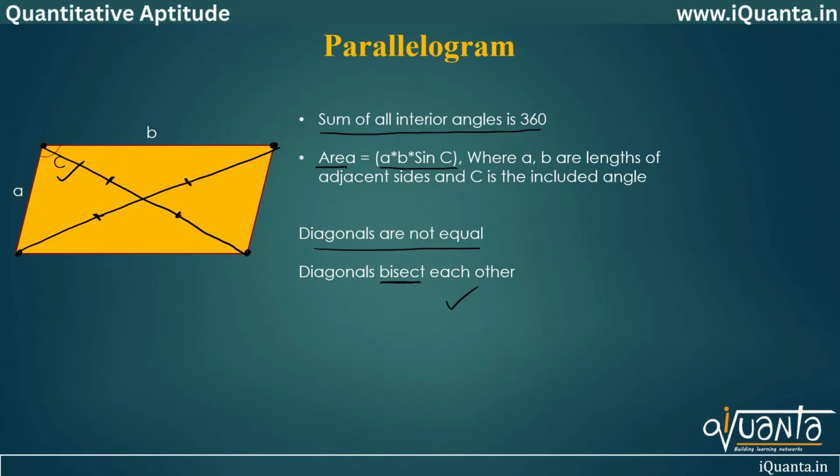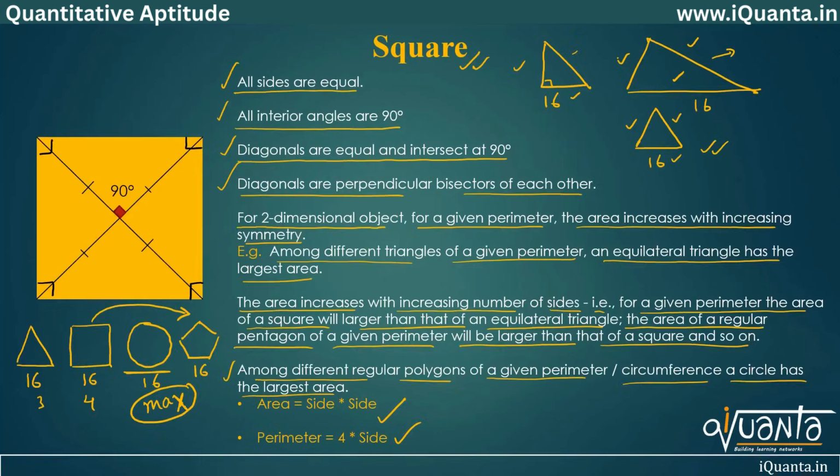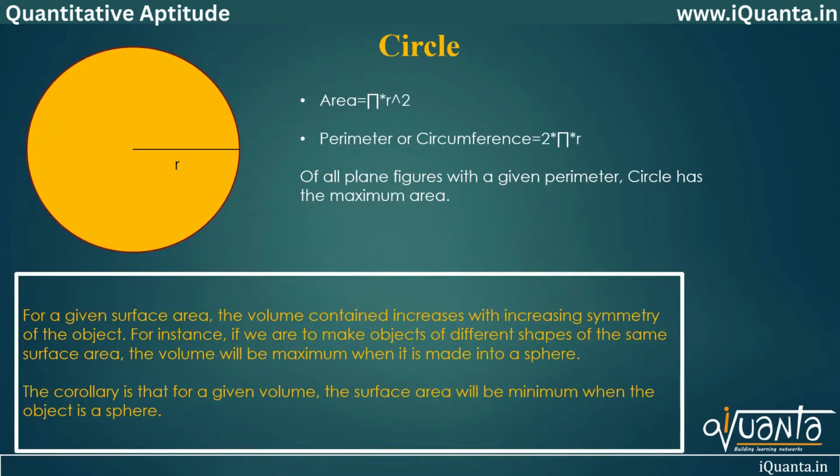So bisecting means dividing a particular line into two equal parts. This part will be equal to this part. Let's check the next geometrical shape. So now we have a circle with us.